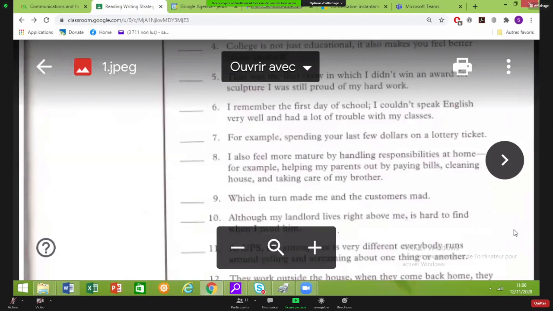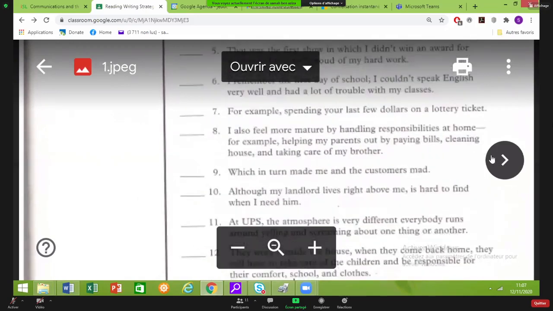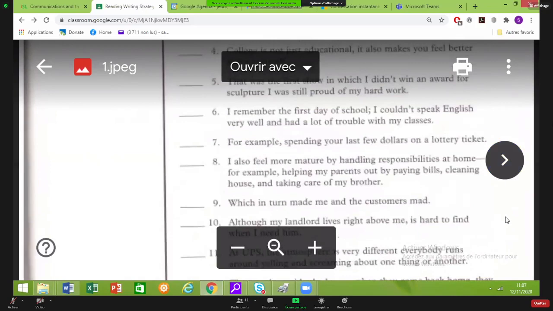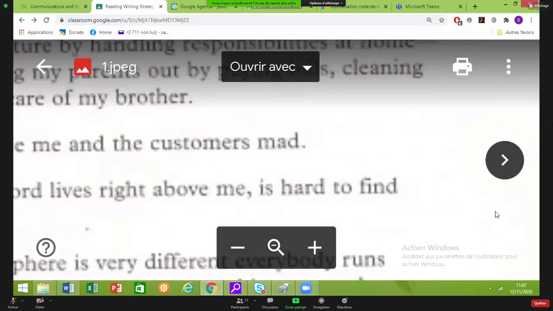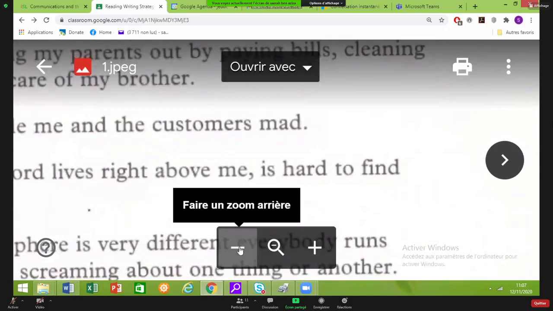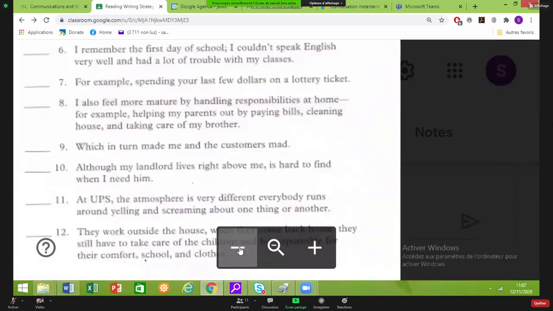Although my landlord lives right above me, it's hard to find when I need him. It's a fragment. No, it's a fragment. Although my landlord lives right above me, it is hard, yes. There is no subject. It is hard to find when I see him. Okay, good.